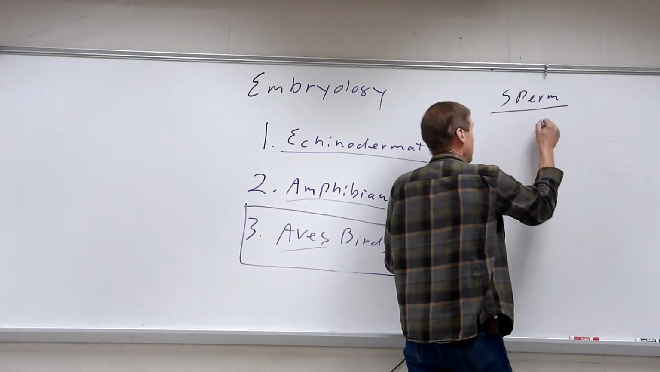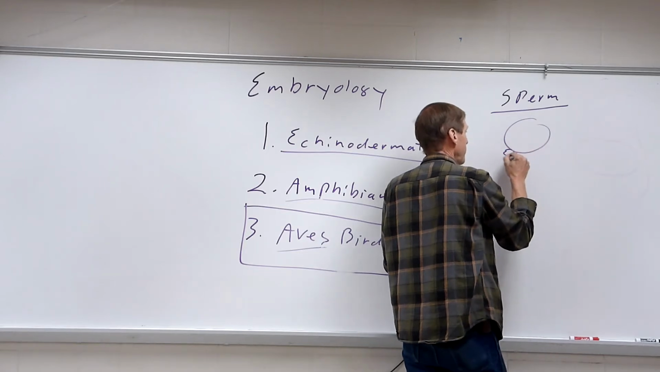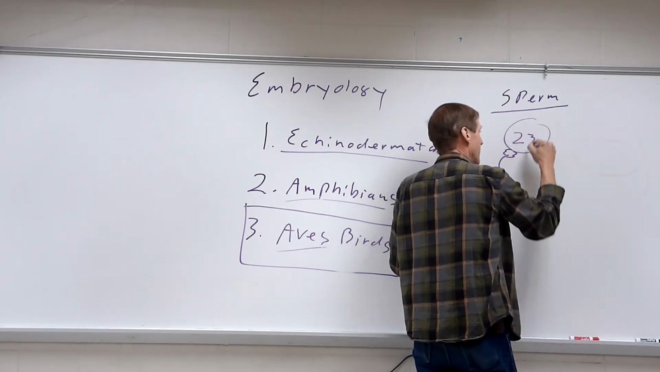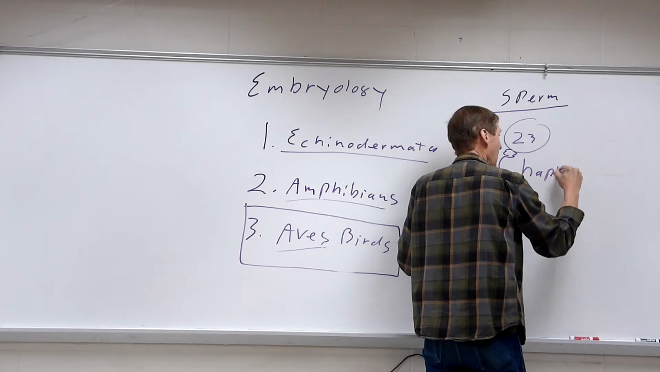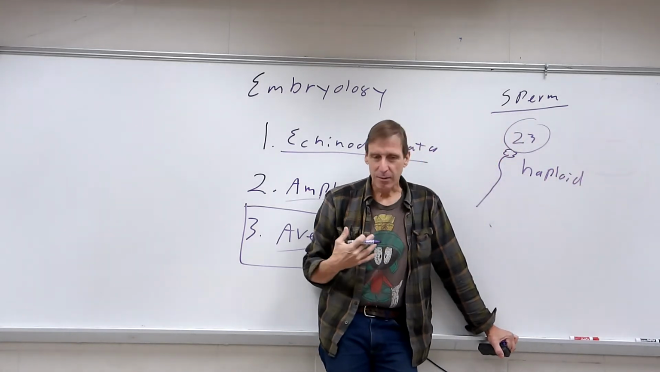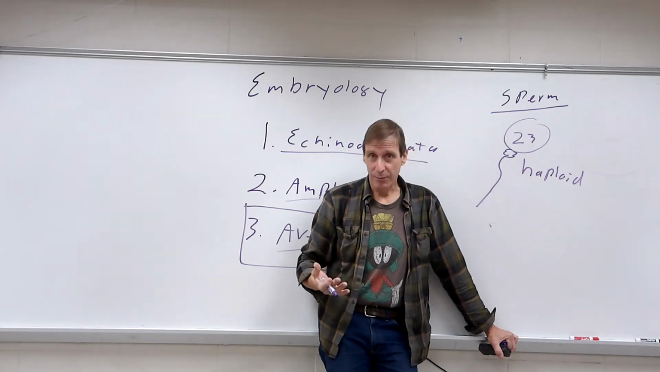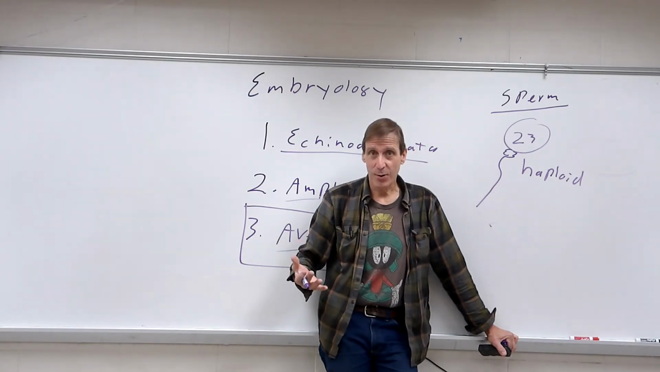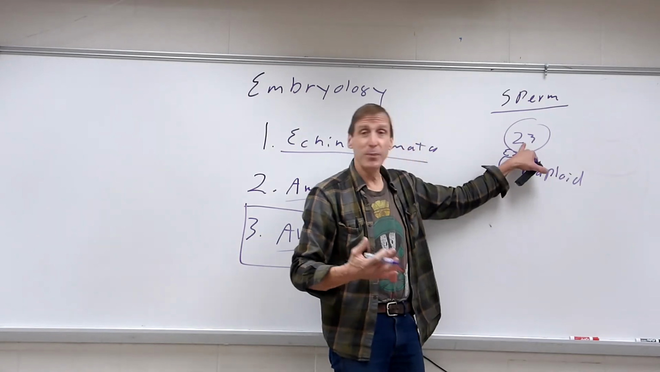They are produced by meiosis. So they are referred to as being haploid. Again, haploid is half the normal chromosome number. Your somatic or body cells are all diploid. They have 46 chromosomes. That is, chromosomes arranged as 23 pairs. Sperm, no pairs, just 23.